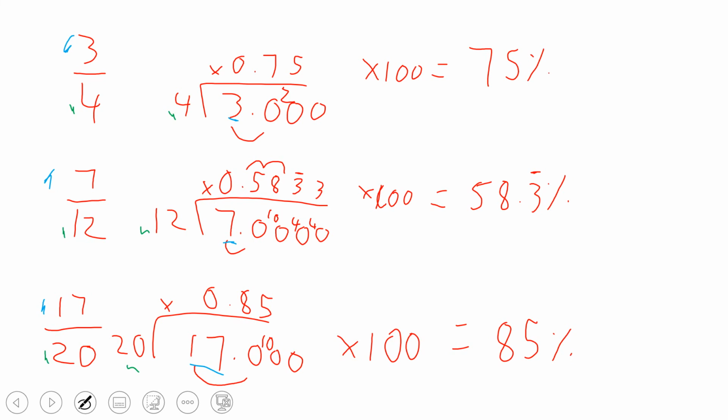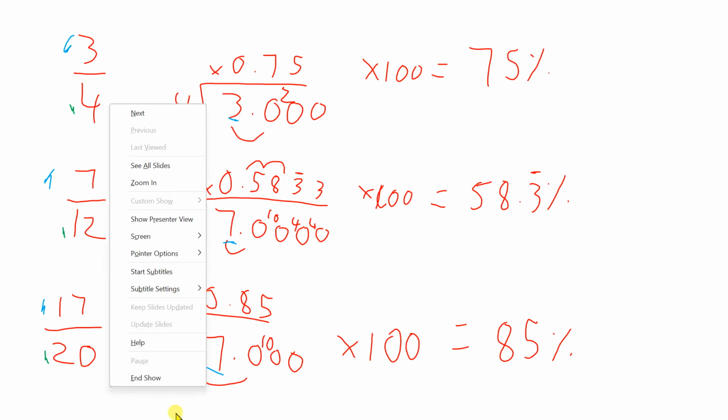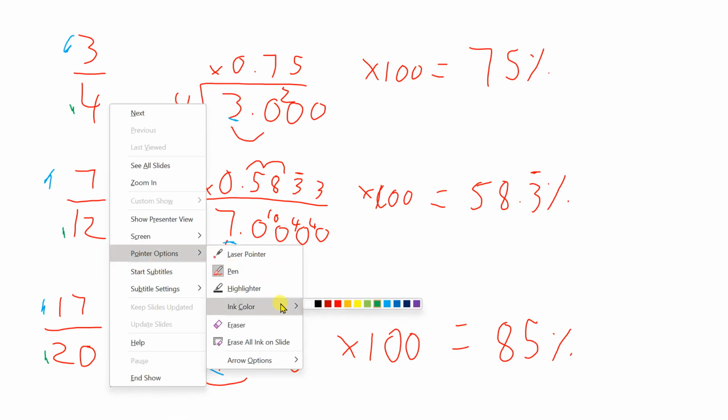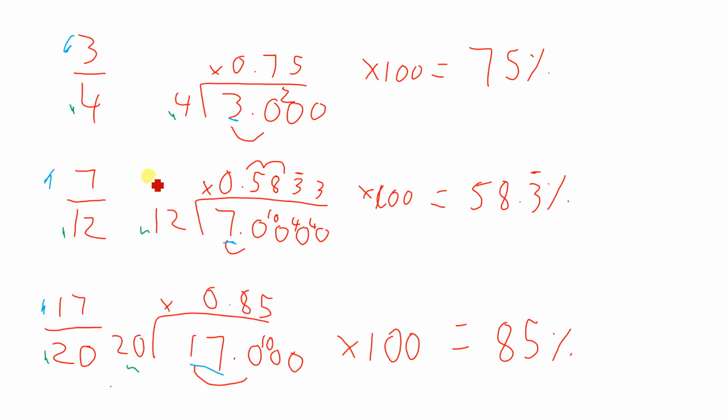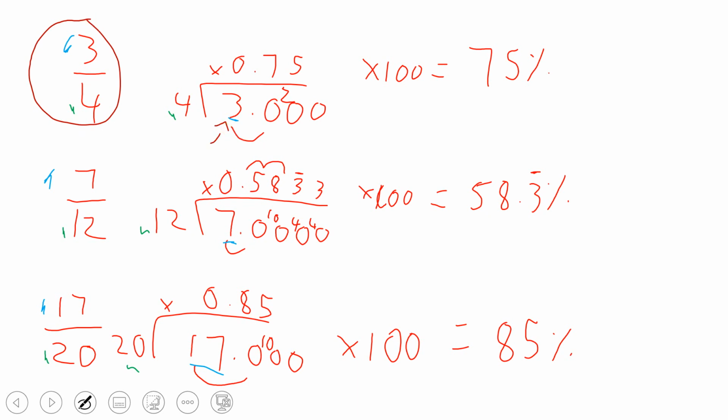This is what you need to do, because realistically this is what a fraction is. I'll go back to a different color now. A fraction is, this here is saying 3 divided by 4. So this there is your 3, and then you're seeing how many times does 4 fit into 3. That's what we're doing, cutting 3 into 4 pieces. 75%, 58.3, 85. Yeah, fairly simple process.